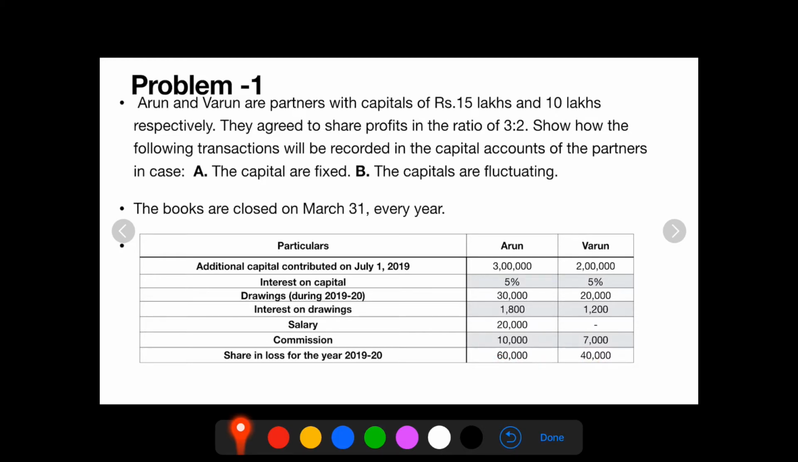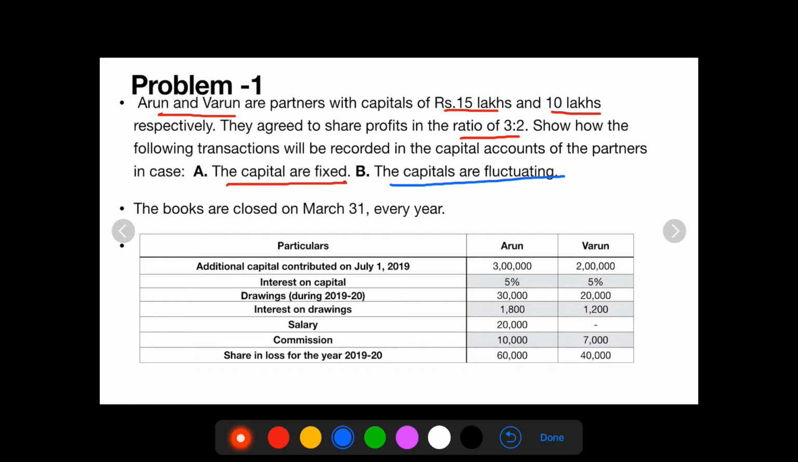So this is our problem. Partners are Arun and Varun. For Arun, capital is 15 lakh. For Varun, it is 10 lakh. We will remember that the profit sharing ratio is 3:2. Now the question says that first we will work out the problem when the capital of the partners are fixed. Then we will work out the problem when the capitals are fluctuating.